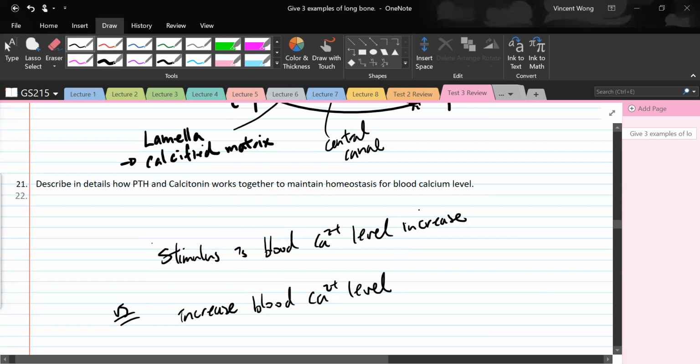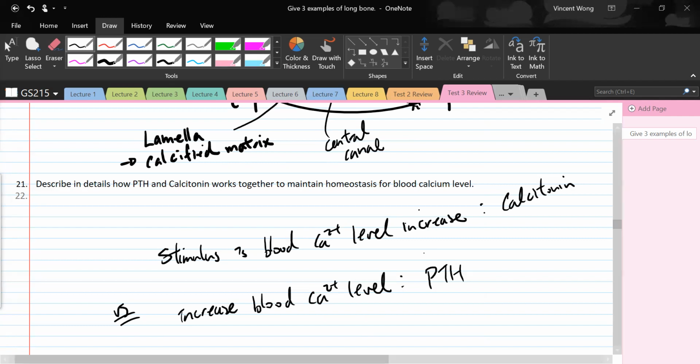Okay, so I'm trying to tell you, if the question says the stimulus for this hormone is blood calcium level increase, that means you have too much calcium and you want to bring it down. That would be calcitonin. But if the question says this hormone increases blood calcium level, then it's actually talking about PTH, right? Because you have PTH in your system when you don't have enough blood calcium.